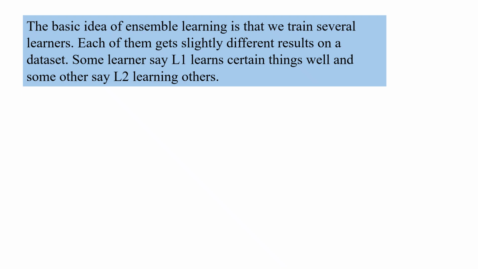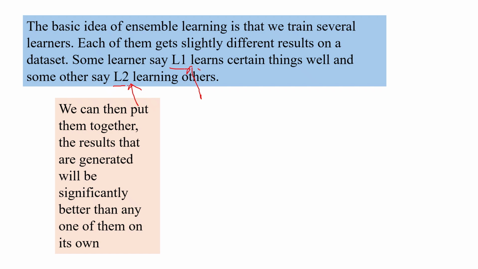The basic idea of ensemble learning is that we train several learners and each of them gets slightly different results on the data sets because we are training different learners, say L1 and L2. So L1 would learn certain things and L2 would learn some other things. That means the inherent concepts of the data would be captured differently by the different learners L1 and L2.